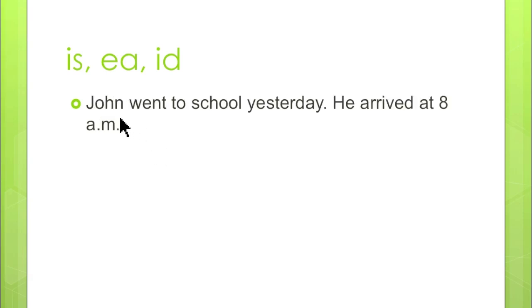Let's say in English I said, John went to school yesterday. He arrived at 8 a.m. He here is being used in English to refer to John, who has already been mentioned. Essentially, he is used to refer back to things that have already been mentioned. Well, that's exactly what is, ea, id does. And that means that is, ea, id can function in Latin as a third person pronoun.